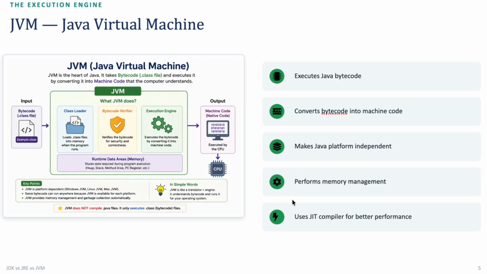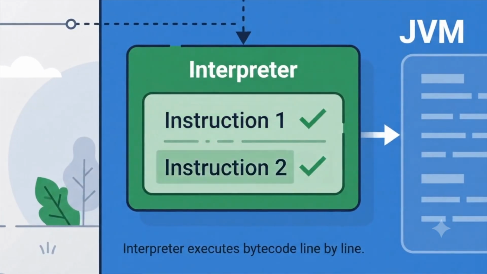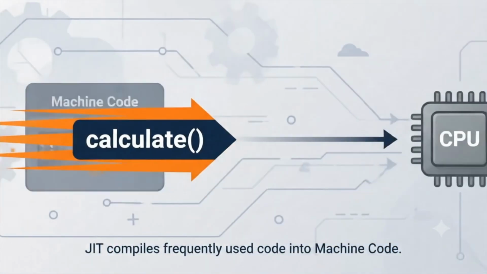Now JVM contains a JIT compiler, which is different from the Java compiler that is in the JDK. The JIT compiler is just used for better performance. It sees that some part of the program is repeating again and again, being used again and again. So JIT will learn it and make the system faster. Basically, it converts frequently used bytecode into native machine code.